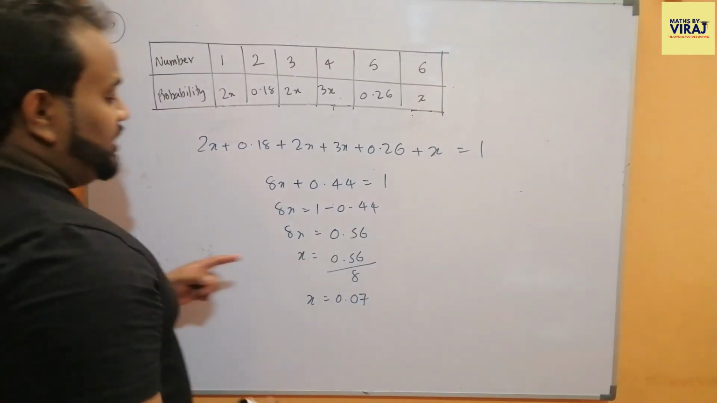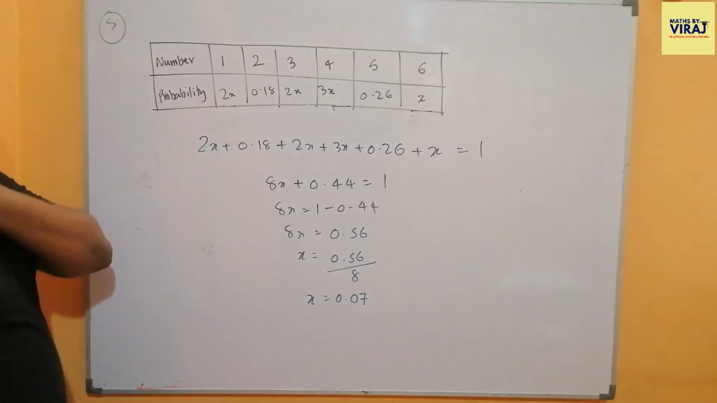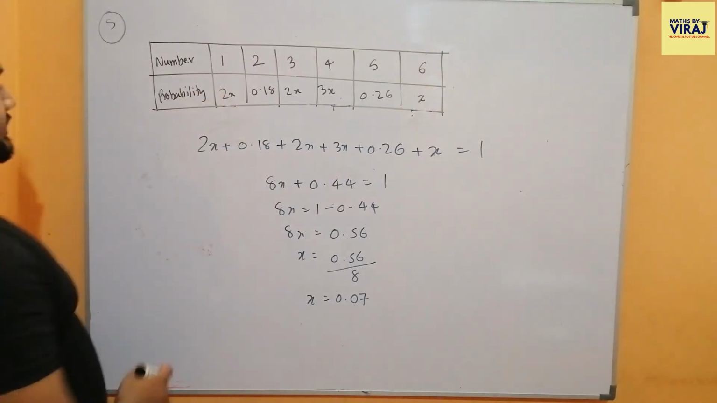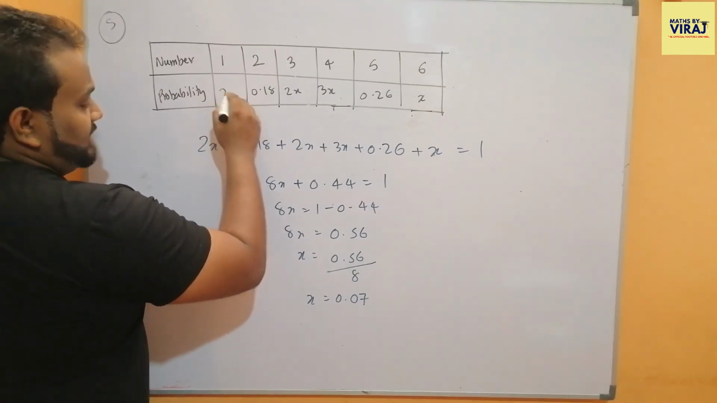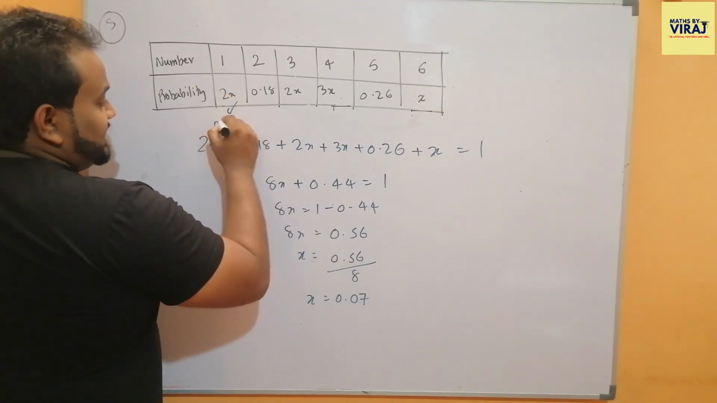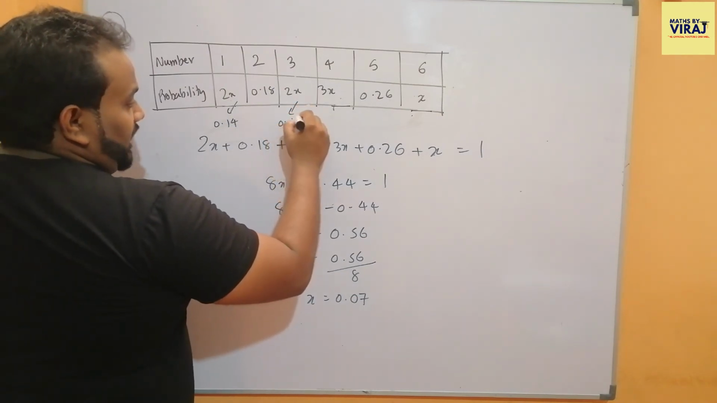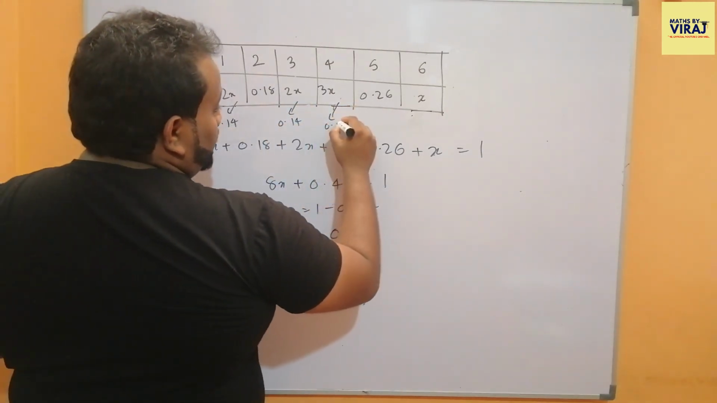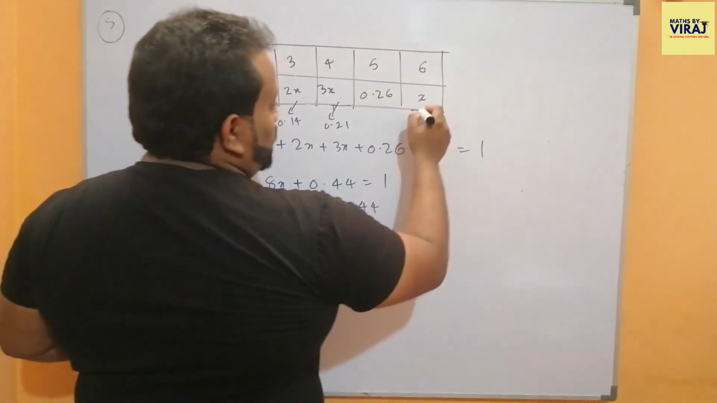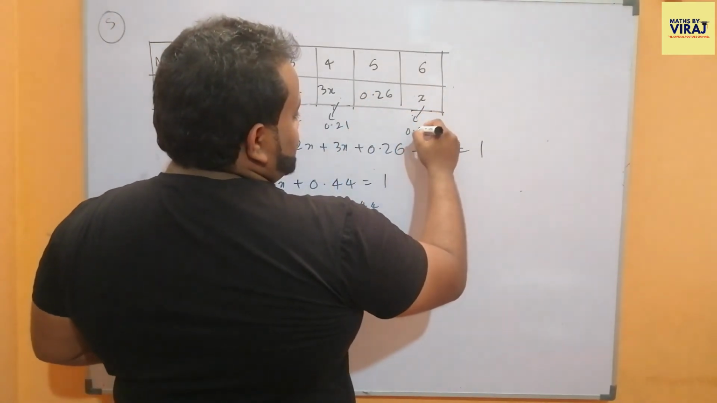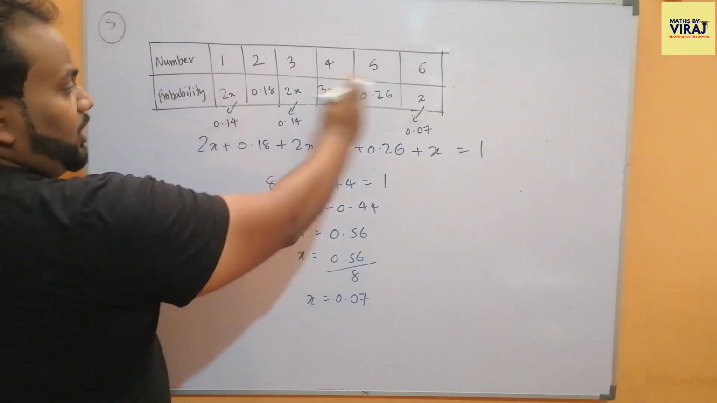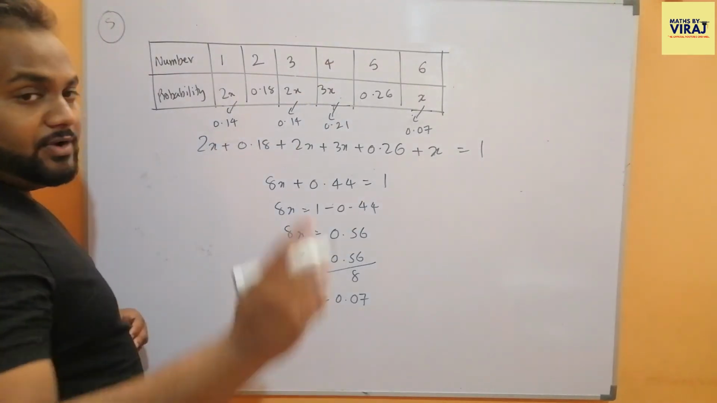0.07. Having the value of x to be found as 0.07, the probability of getting 1 is 2 times 0.07, which is 0.14. Again, 0.14, 0.21, 0.26 and 0.07.